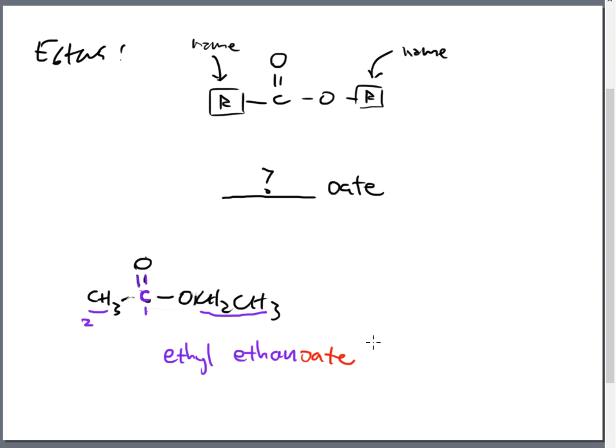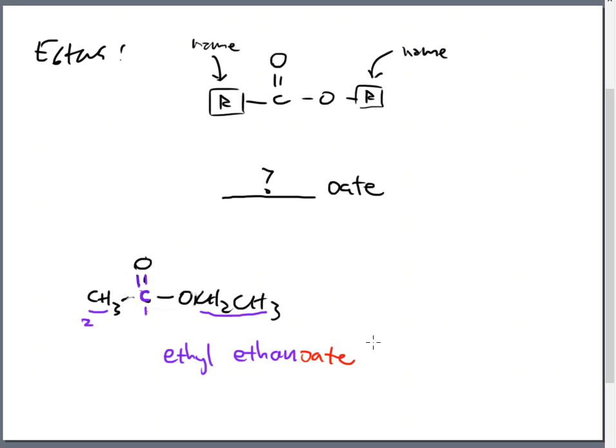Ethyl ethanoate. That is going to be the IUPAC name for this structure. So, recap: always name the group on the oxygen first, then you name the longest carbon chain, and then you modify the ending to -oate. -Oates are always going to be esters. That's what we're after. That's what we're looking for. Okay, well, that's the IUPAC name.